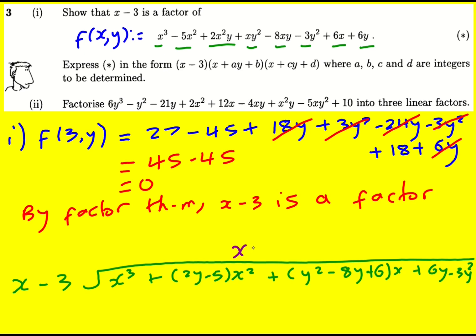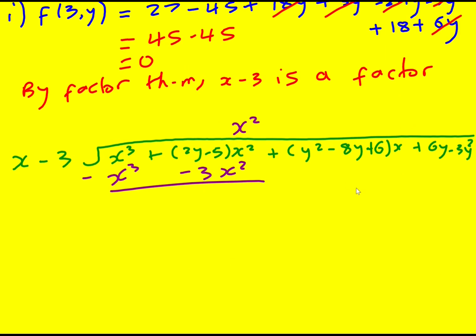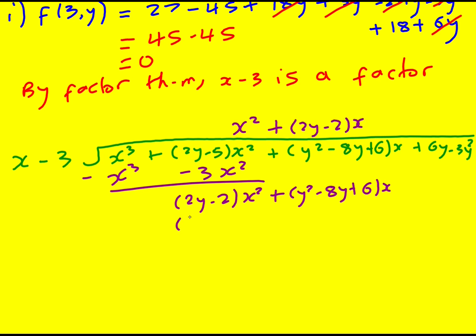Okay, x into x cubed goes x squared, multiply back through. This is 2y x squared minus 5x squared, and I'm going to be adding 3x squared. So I'm actually going to get 2y minus 2, lots of x squared here. And bring this down. Divides to give 2y minus 2 lots of x, times back through. Minus 3 lots of 2y minus 2 times x.